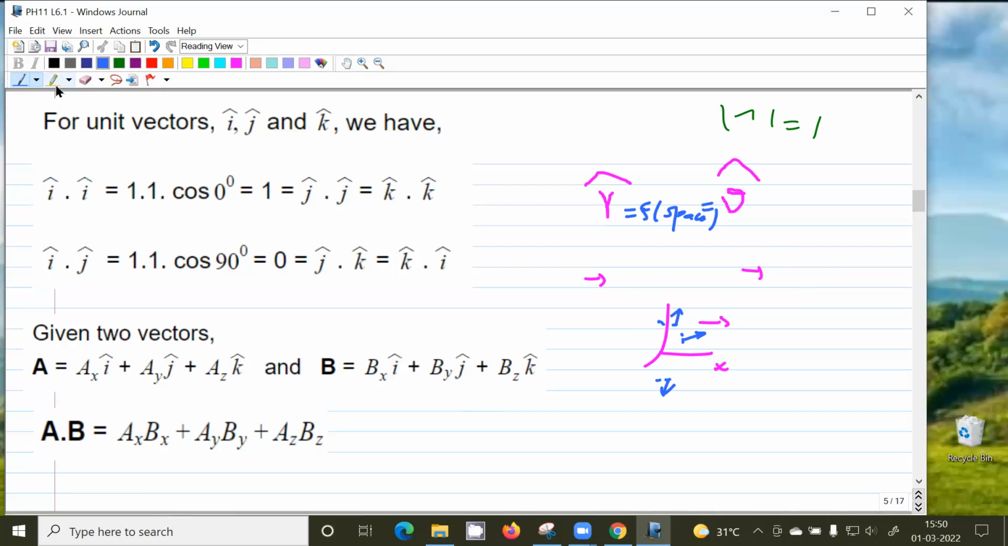So any vector can be written in terms of its components: Ax i cap plus Ay j cap plus Az k cap. Similarly for B. This you know. A dot B can be AB cos theta, with theta the angle between them. It can also be written in terms of components, where Ax is the x component, Ay is the y component. So in terms of Cartesian components, it's AxBx plus AyBy plus AzBz.